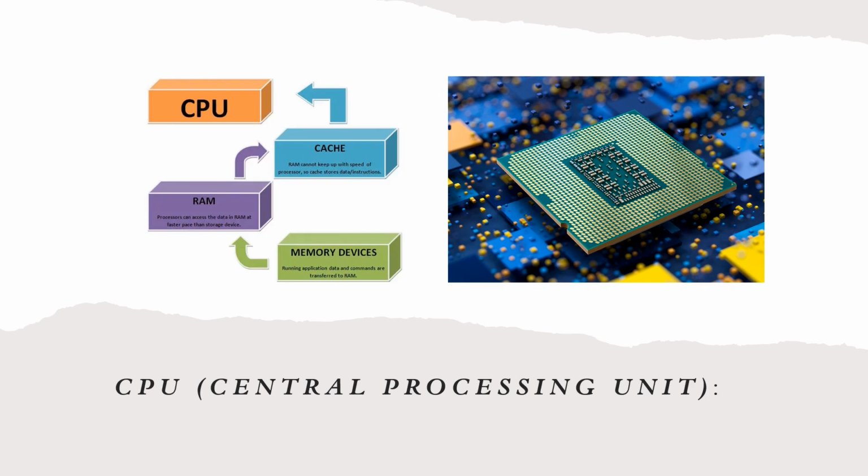First, we try to understand about CPU. CPU, Central Processing Unit. The CPU is often referred to as the brain of the computer. It carries out instructions by performing arithmetic, logical, control, and input-output (I/O) operations. The CPU consists of several subcomponents, including the control unit, CU, and the arithmetic logic unit, ALU.